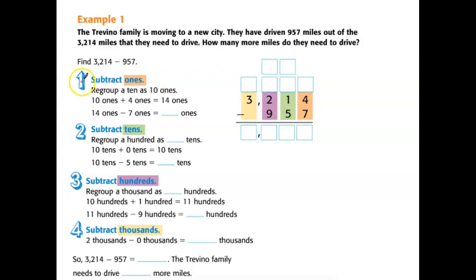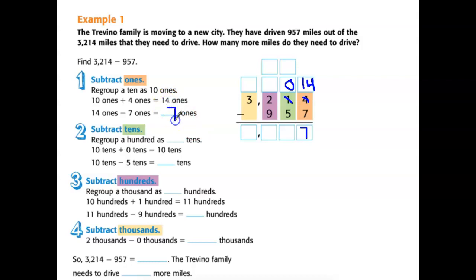So we're going to look at step 1. We're going to regroup a 10 as 10 ones. So that means I'm going to take this one group of 10. If I'm going to take it from there, then I need to make sure that you put a 0 there. And that one group of 10 ones becomes 10 ones plus 4 ones equals 14 ones. So I can cross this out and make that 14. And again, guys, I'm sorry this is slow. So 14 minus 7 is 7. And that's all that we did there.